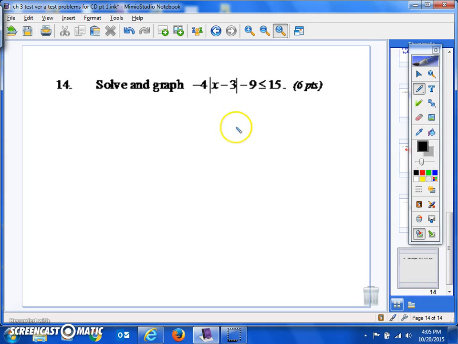Here's our last problem. Solve and graph, and this is going to be a number line graph. So my first step is to isolate or get this absolute value part of the problem all by itself on the left side of the equation. So that's going to involve two steps. My first step is going to be to add 9 to both sides. Okay, so we've added 9 to both sides, and this is the result.